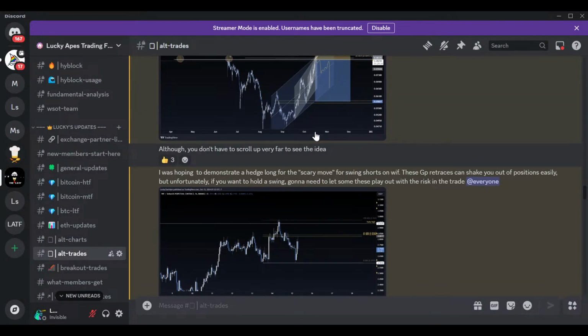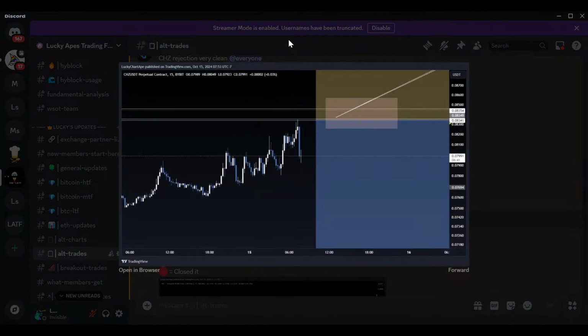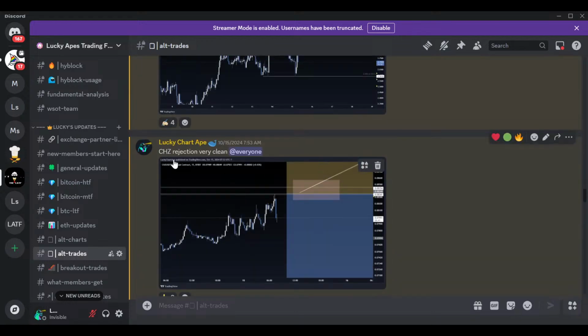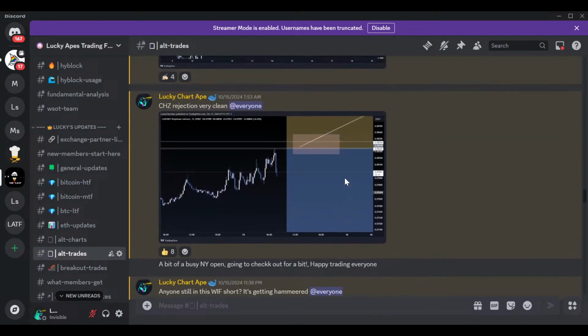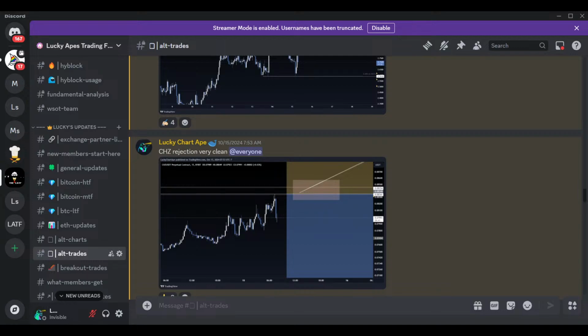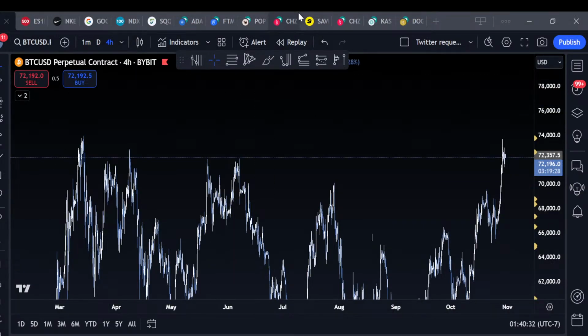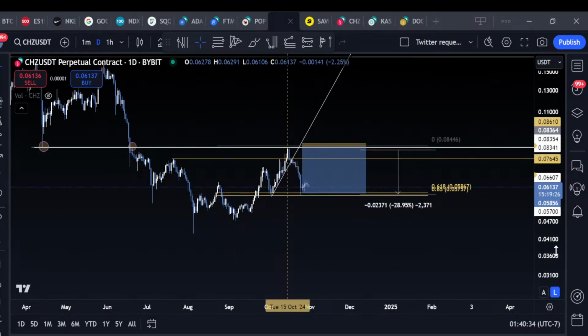It was a Pico top. Had a nice local rejection there. CHZ, very clean. A bit of a busy New York open. Going to check it out for a bit. Happy trading, everyone. All right. So that's the process I just went through, right? And I go through every single trade.